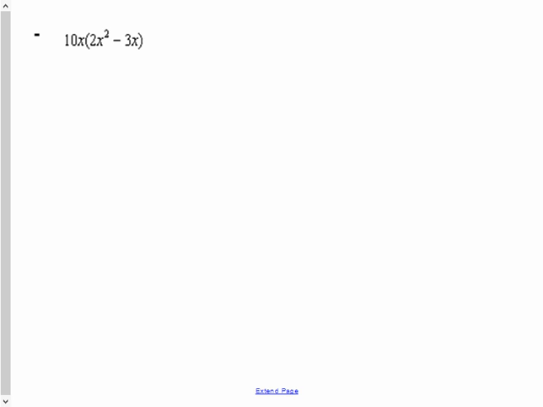Your next question requires distributive property. You're multiplying a binomial by the monomial 10x. So each of those terms in the brackets have to be multiplied by 10x. So the first one will be 10x multiplied by 2x squared. And the second one will be 10x multiplied by negative 3x. Notice how that subtraction sign became the negative of the 3.